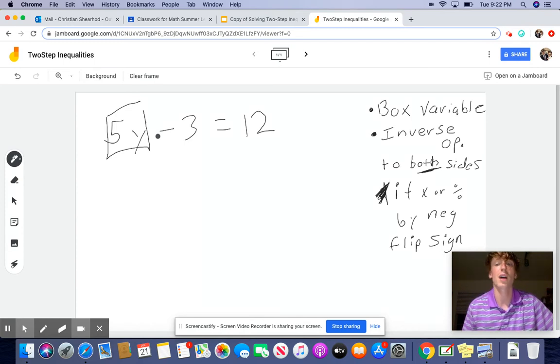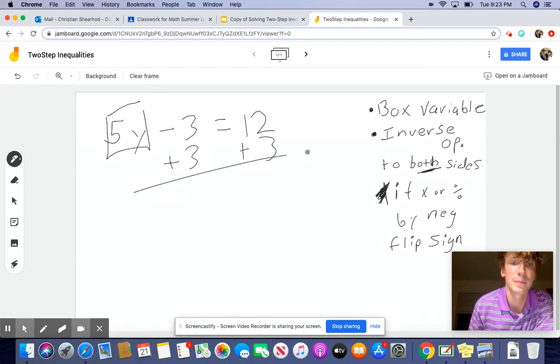What is the inverse operation of minus 3? It's gonna be plus 3. Remember that inverse operation just means the opposite. And what we do to one side, we do to both sides. So we added 3 to this side of the equation, so we also need to add 3 to this side of the equation. Let's make this an inequality so we can do this. So cross out your 3's. 12 plus 3 is 15.